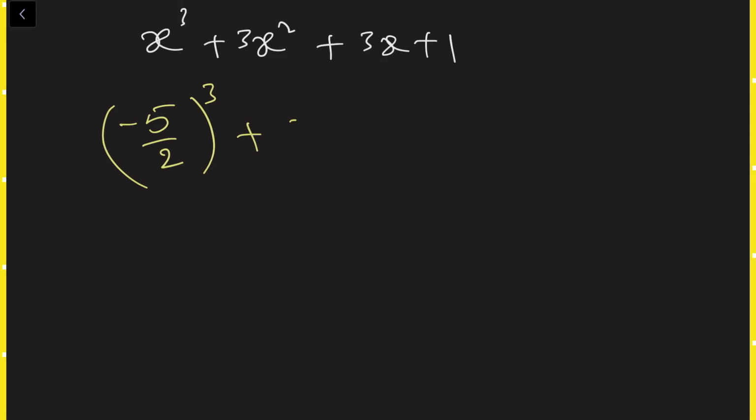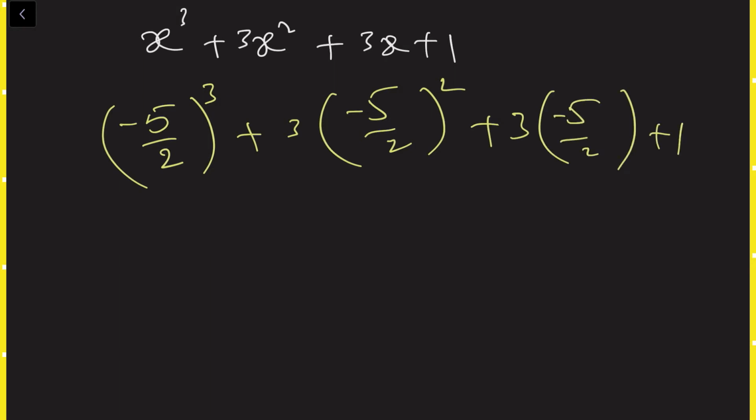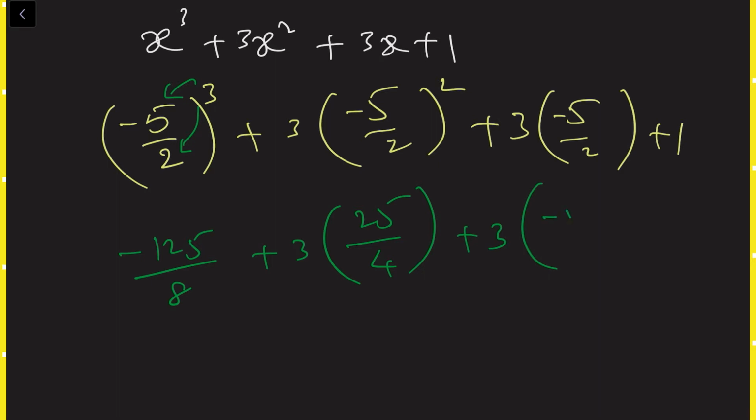Minus 5 by 2 whole cube, 3 into minus 5 by 2 whole square plus 3 into minus 5 by 2 plus 1. Minus 5 by 2 whole cube: this cube is for the numerator as well as for the denominator also. Power is an odd number, so minus as it is. 5 cube is 125, by 2 cube is 8, plus 3 into minus 5 square is 25 by 2 square is 4, plus 3 into minus 5 by 2 plus 1.